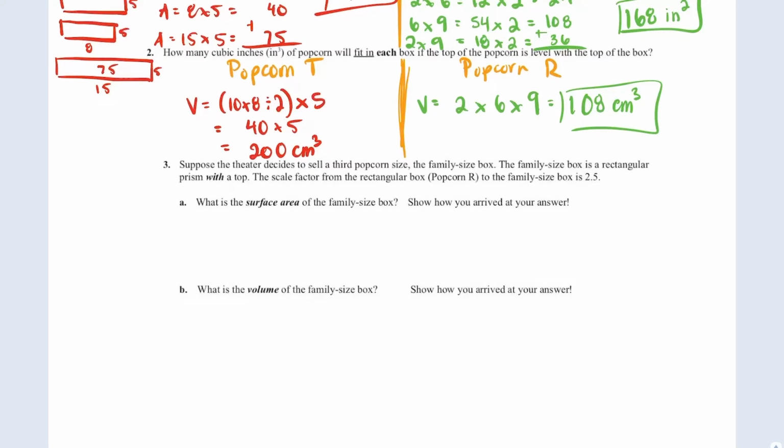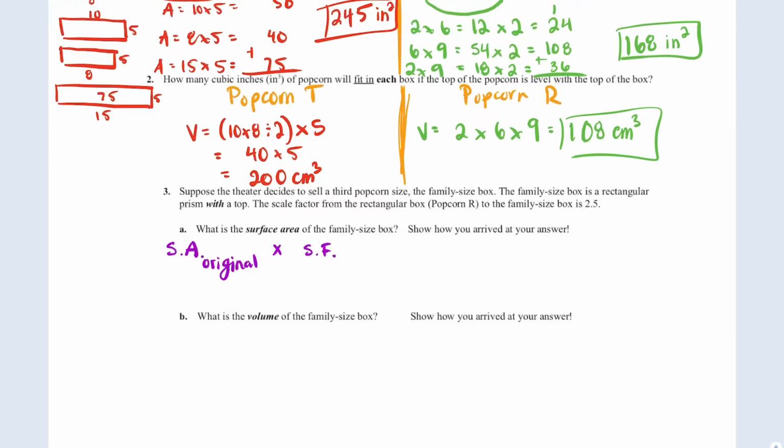So for surface area, remember that we are going to take the surface area of our original figure, which in this case is popcorn R. We're going to multiply that by our scale factor a number of times, and you might remember that it's 2 times our scale factor squared, and this will give you the surface area of your new popcorn box. So that's exactly what we're going to do.